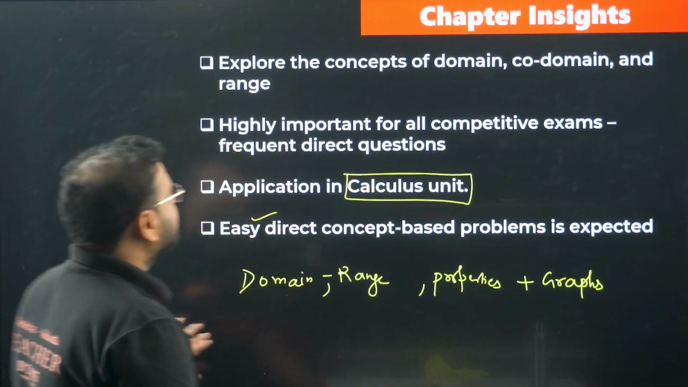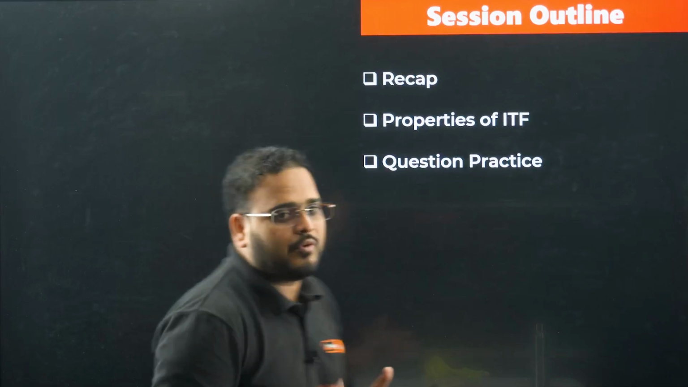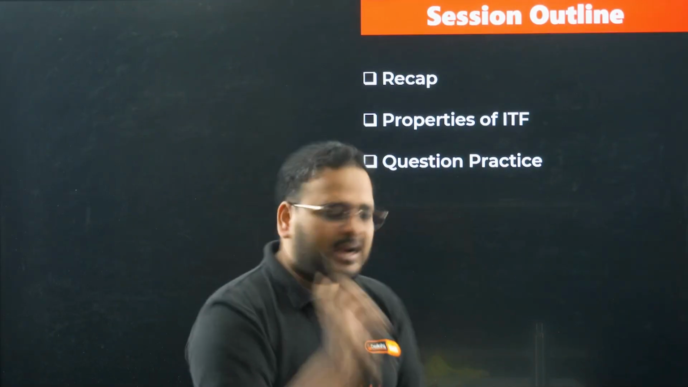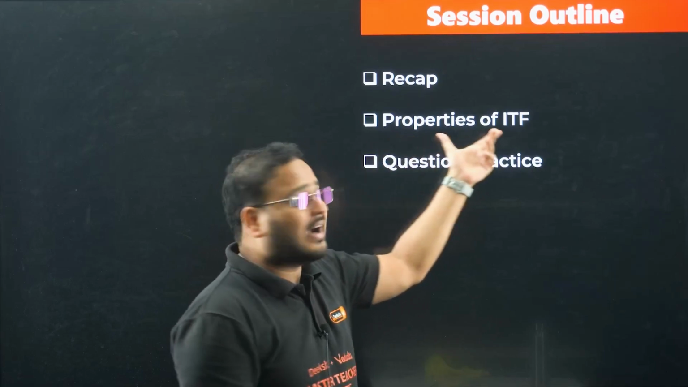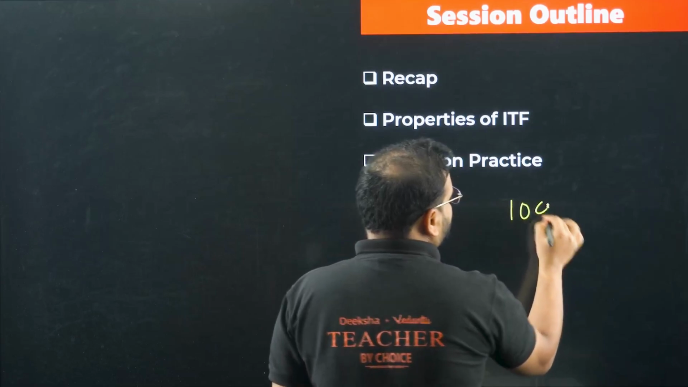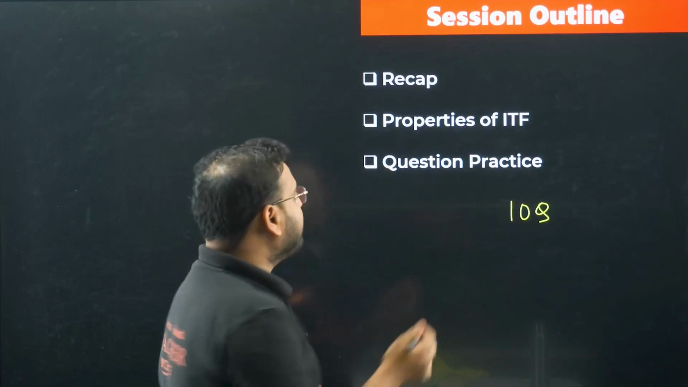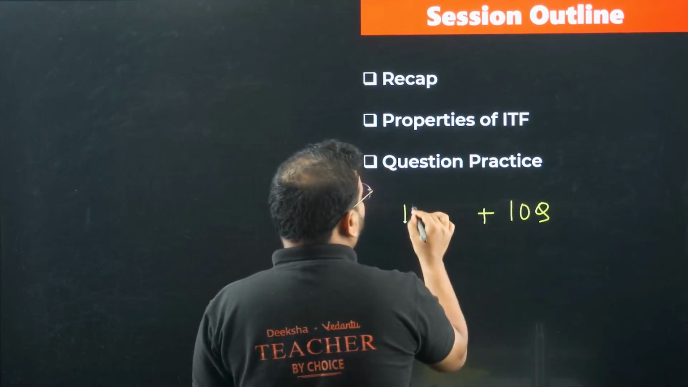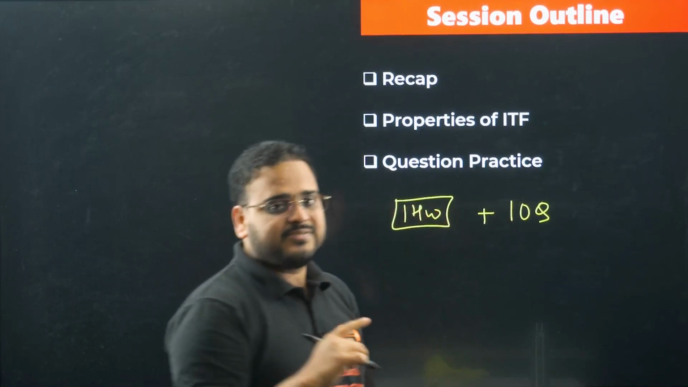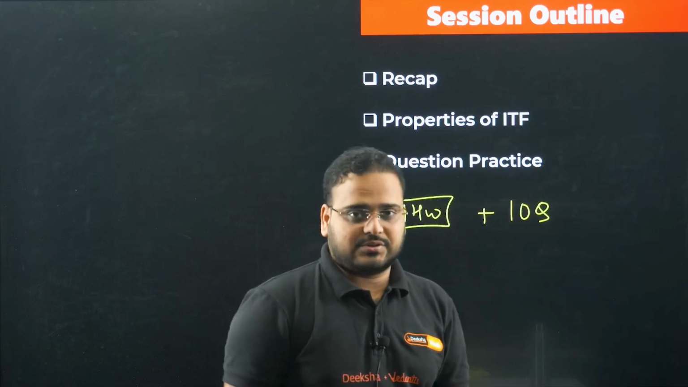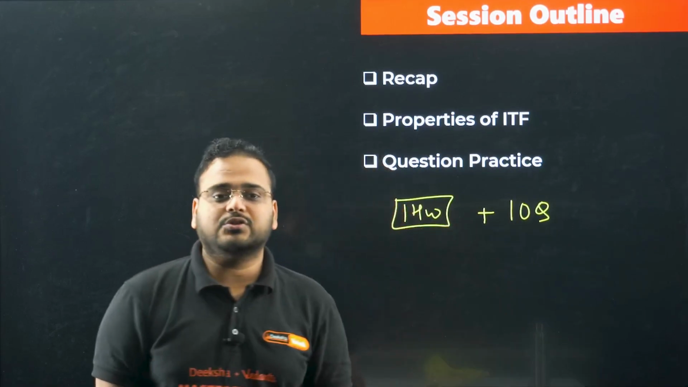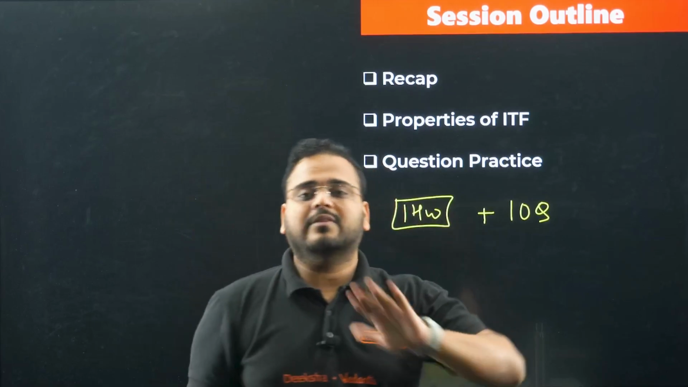Moving on. So if you look at what you're going to do in the session today, first of all we'll see what we did in the previous session. Basically we'll talk about some domain and range for a minute, then we'll start with properties of ITF, and then I've taken a total of 10 questions over here, along with the one homework question I gave. Remember, in the previous class I gave one homework question that I'll discuss as well before starting my other questions. Before starting the practice in the session itself, I'll solve the homework question also. So a total of 11 questions we're going to solve in the session today.